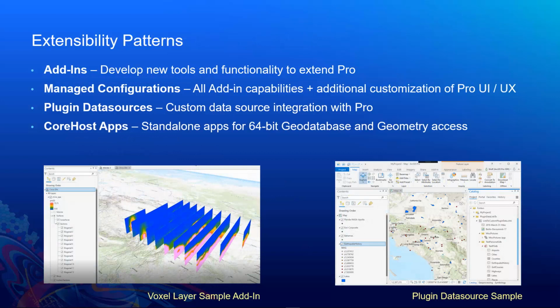All right, so these are the extensibility patterns that are made available from the SDK. The first is traditional add-ins. Here you'll be developing new tools and functionality to extend ArcGIS Pro. The next is managed configurations. Here you'll get all of the capabilities of traditional add-ins, plus additional customization capabilities for the Pro user interface and user experience. The next is plugin data sources, where you can create custom data source integration with Pro. And then finally, core host apps, where you can create standalone apps for 64-bit geodatabase and geometry access.